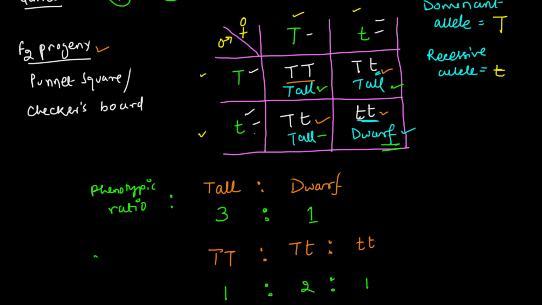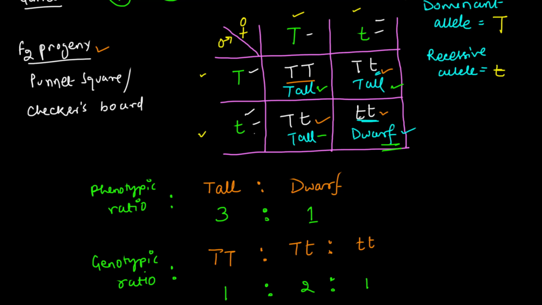This is referred to as the genotypic ratio. For a monohybrid cross, the genotype ratio is always going to be 1:2:1 if they follow Mendelian inheritance. So students, you have to understand two ratios here in a monohybrid cross: the phenotypic ratio of tall to dwarf, dominant to recessive trait, in the ratio of 3:1, and the genotypic ratio of 1:2:1 for the homozygous dominant, heterozygous and homozygous recessive.